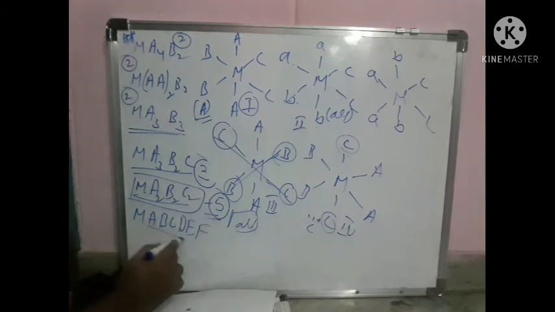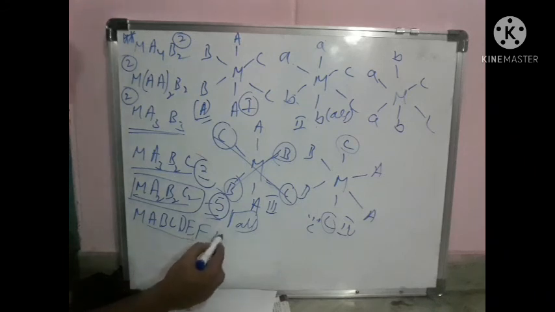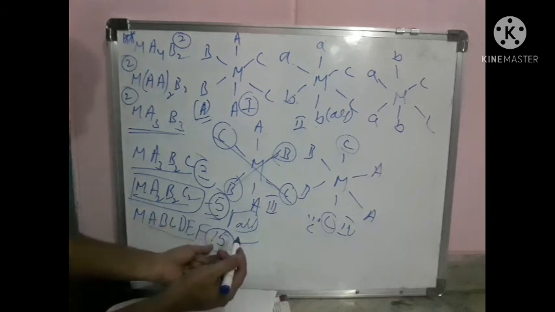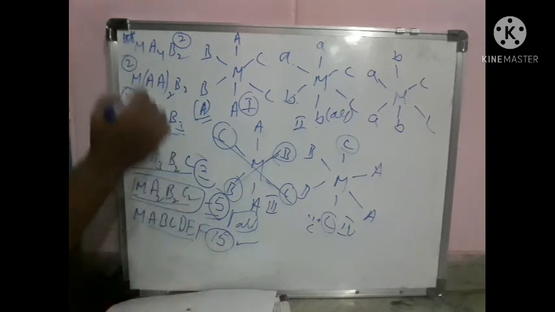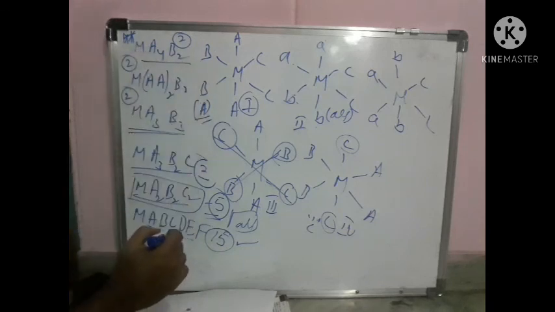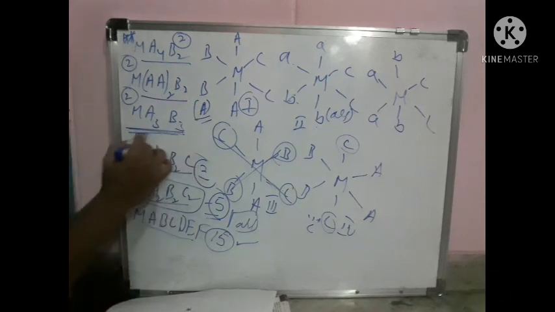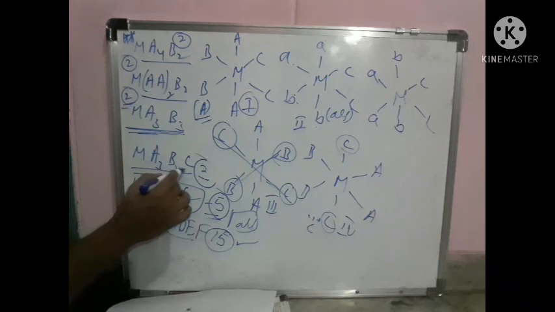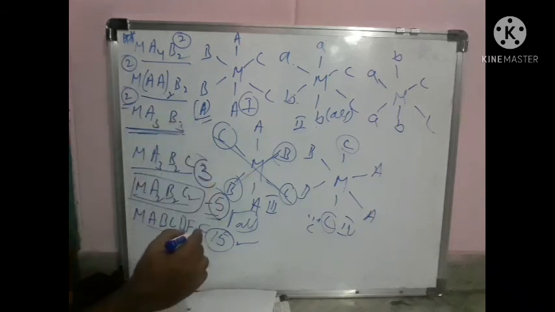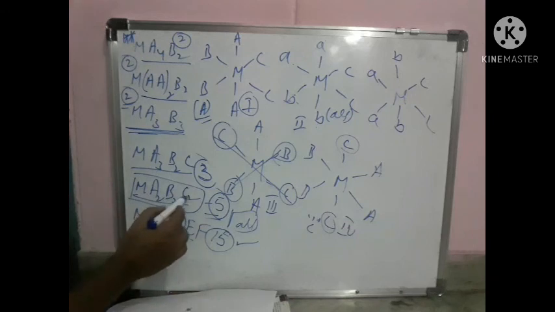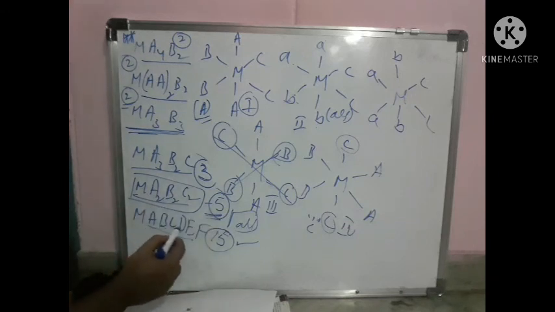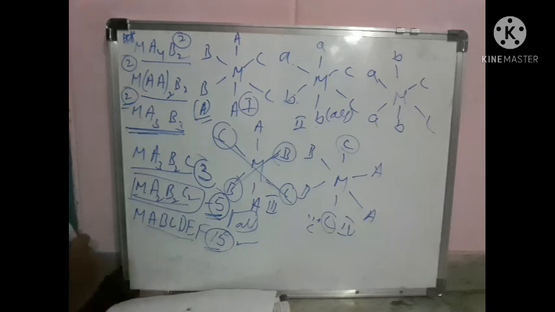And if all 6 ligands are different, here 15 types of geometrical isomerism are possible. If you draw it, you will get 15 types of geometrical isomers. Okay, MA4B2 exhibits 2 types of geometrical isomers, and MA2B2 also exhibits 2 types. MA3B3 exhibits 2 types, MA3B2C exhibits 3 types, MA2B2C2 exhibits 5 types, and MABCDEF can have 15 types of geometrical isomers. Okay, these are the different types of geometrical isomers in octahedral complexes.